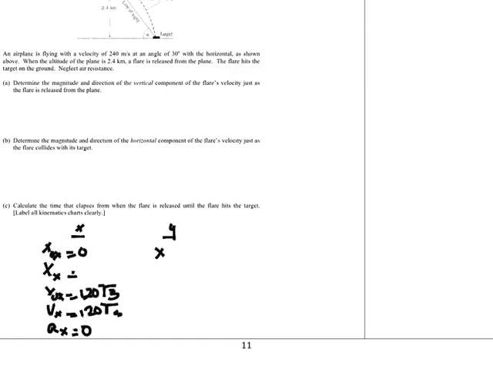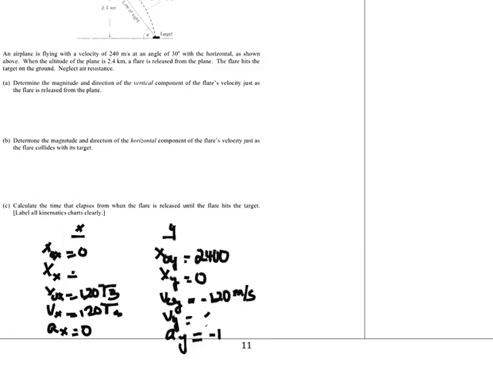Now, XOY is the initial height, which we know from the problem is 2.4 kilometers, so that's 2,400 meters. XY, when it hits the target, it's on the ground, so its final height is 0. VOY we found out was minus 120 meters per second. VY we don't know, but we do know that AY is equal to negative 10.